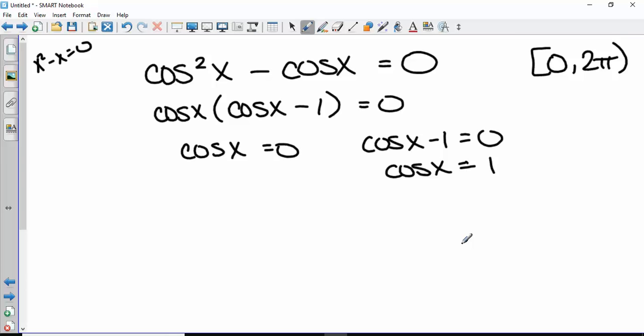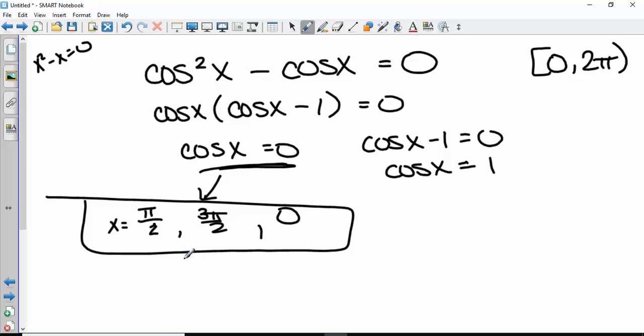When I look at this, cosine is the x on the unit circle. When does x equal 0? And we said for radians, so that would be pi over 2 and 3 pi over 2. So that's when my cosine equals 0. Then, when is cosine 1? So on my unit circle, when does x equal 1? 0. And that would be my answer.